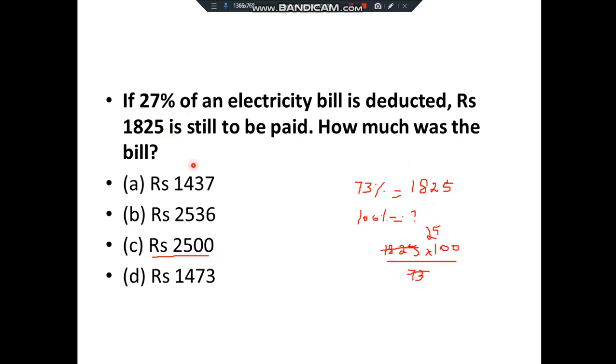So see, the amount they have given, 1825, is after discount. So after a 27% discount you will get it as 73%, right? 100 minus 27 is 73%. So 73% is equal to 1825. Get my point? So they ask for the total bill. So 100% is equal to how much? When you cross multiply, you can find the answer as 2500. Hope you understood this question.